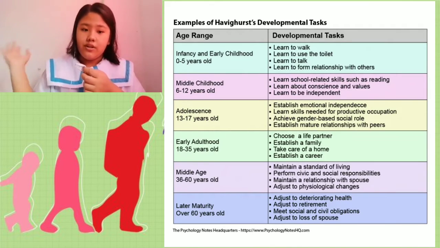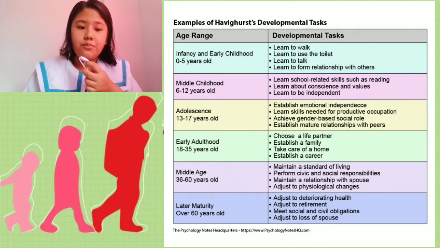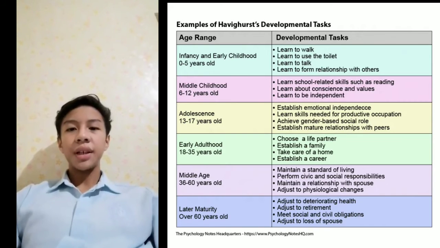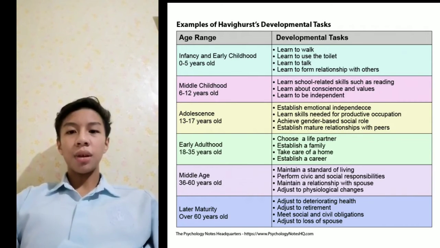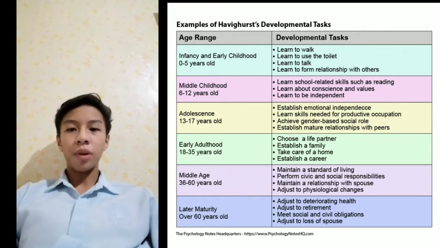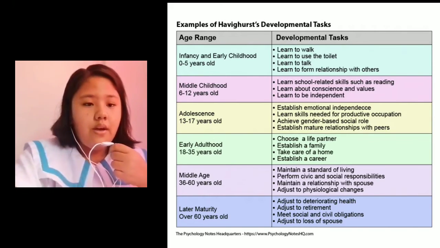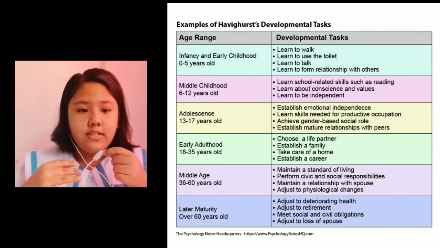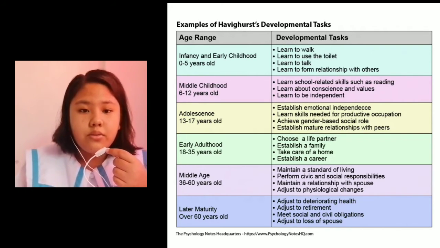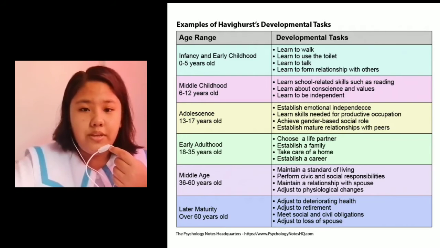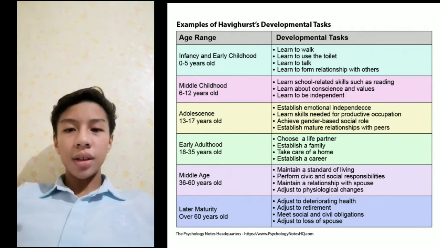We have here a chart that states the abilities and talents of a person during infancy to later maturity. During the early childhood stage, they are able to learn how to walk, use the toilet, talk, and form relationships with others. The middle childhood learns school-related skills such as reading, learns about conscience and values, and learning to be independent.